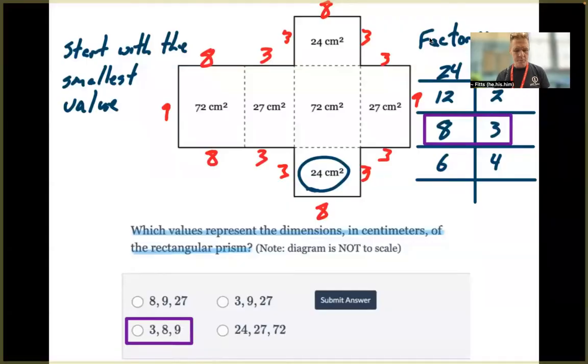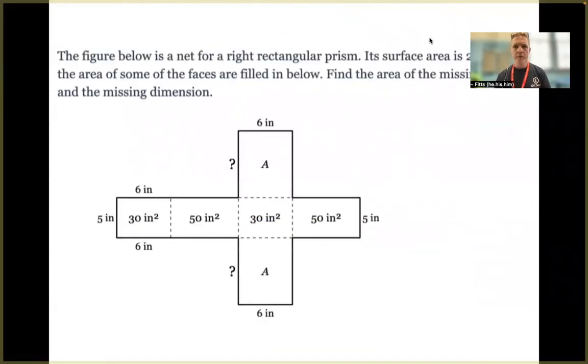Okay, so let's look at the last problem. The figure below is a net for a right rectangular prism. Its surface area is 280 inches squared, and the areas of some of the faces are filled in below. Find the area of the missing faces and the missing dimension.